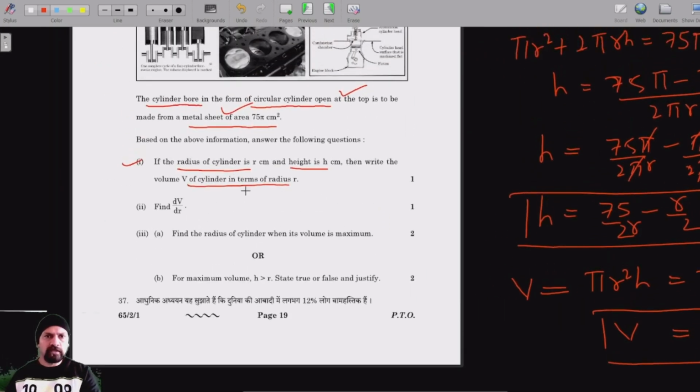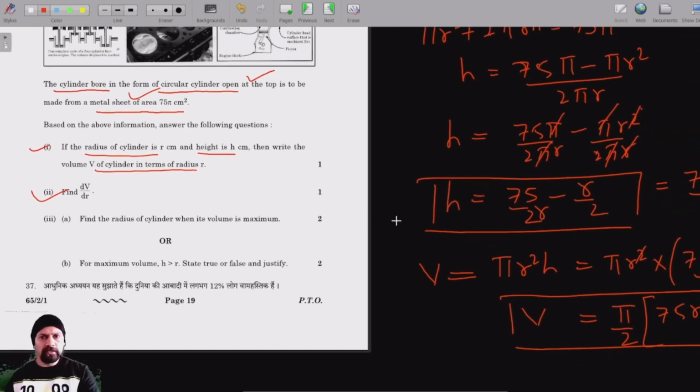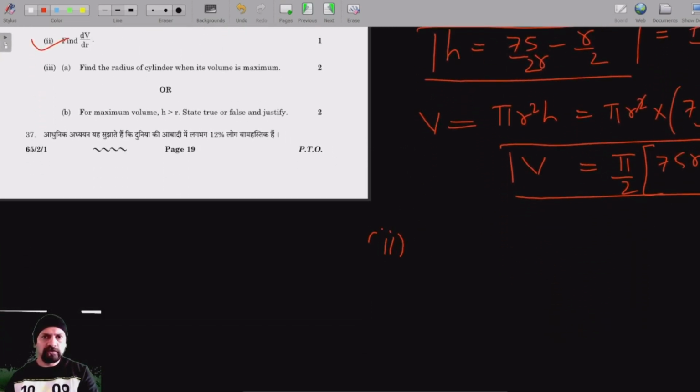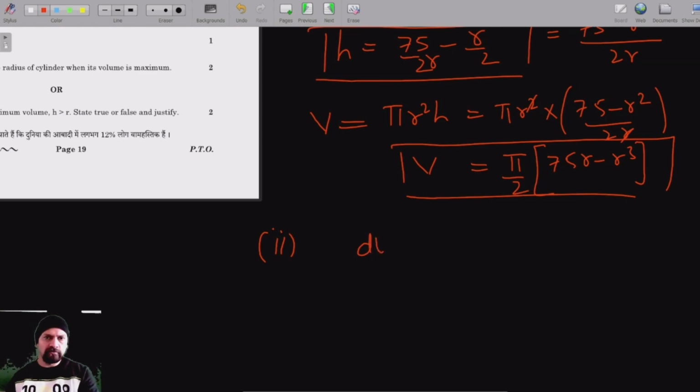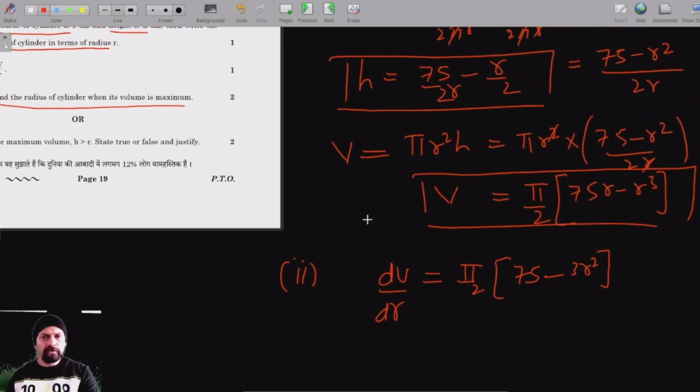Let's move further, and we have to find dV by dr. So next is to differentiate V with respect to r. So dV by dr, if pi by 2 is constant, is pi by 2 into: differentiation of 75r is 75 and of r cube is 3r squared. Okay. Now find the radius of the cylinder when its volume is maximum.